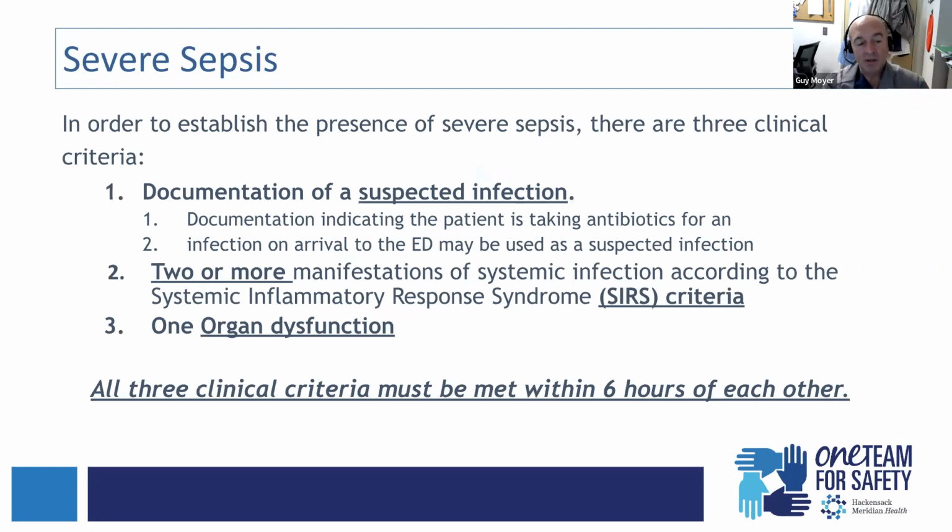When you're evaluating these things, all 3 clinical criteria must be met within 6 hours of each other, and it starts from arrival to the hospital. So if they start out in the emergency department and they have a suspected infection and are on antibiotics, as the nurse receiving the patient on your unit, you need to track their additional vital signs as well as their lab values to see if they're falling into this severe sepsis state.